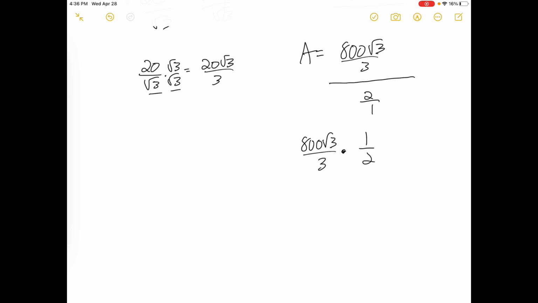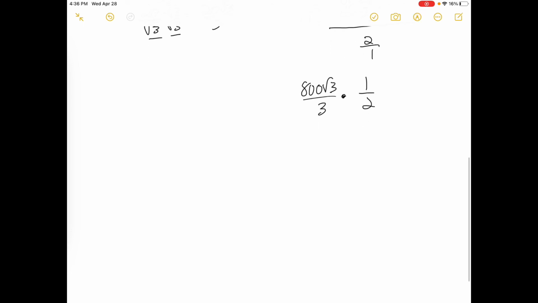Now let's simplify that. If you see anything diagonally that will cancel out, you can do that, or you can multiply straight across and then reduce it. You see 2 and 800. 2 goes into 2 one time, and 2 goes into 800 400 times. Now multiply across, and we get 400 root 3 over 3 times 1, which is 3. This is my area of the triangle. It will not simplify any farther.